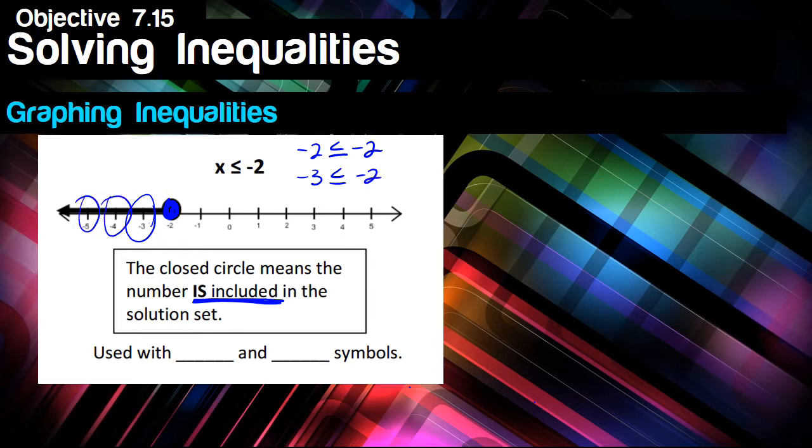On our number line, we can use our decimals, fractions, all those good things, but our closed circle is used with the greater than or equal to or the less than or equal to symbol. So we know that the dot tells us if it's included in the solution set or not, and then the arrow tells us all the other possible solutions for x.